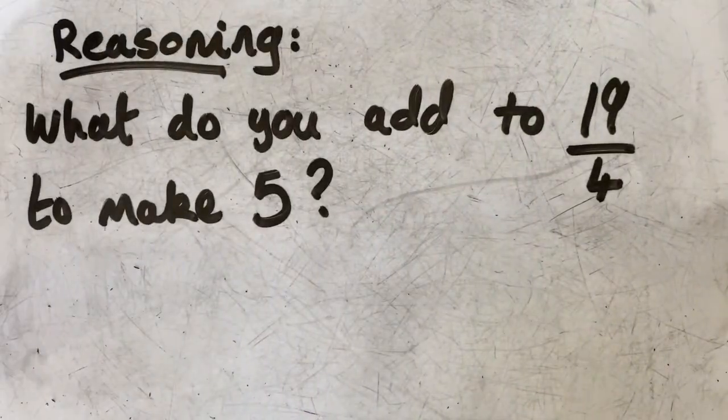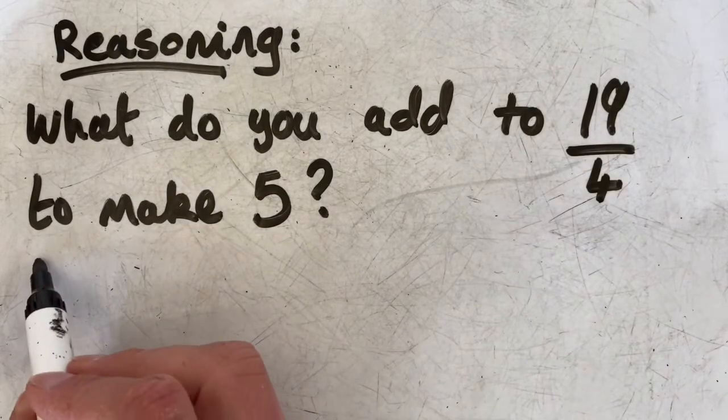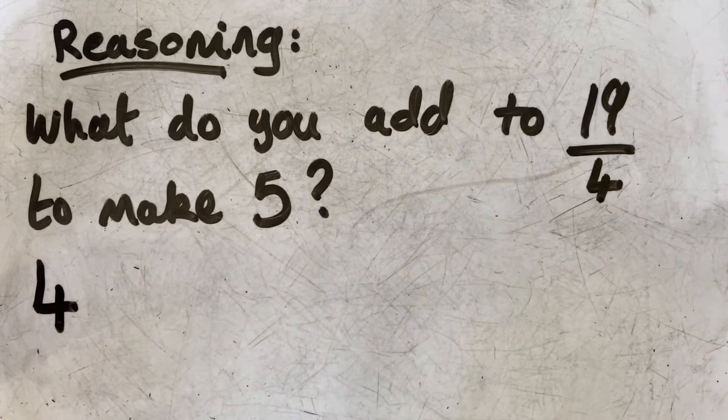So on part 2 of your My Maths task, you'll be asked some reasoning questions. What do you add to 19 quarters to make 5? First things first, we will need to convert 19 quarters into a mixed number fraction. So I know that 4 goes into 19 4 times, because 4 times 4 is 16. So that means my mixed number fraction will have a 4 as a whole number.